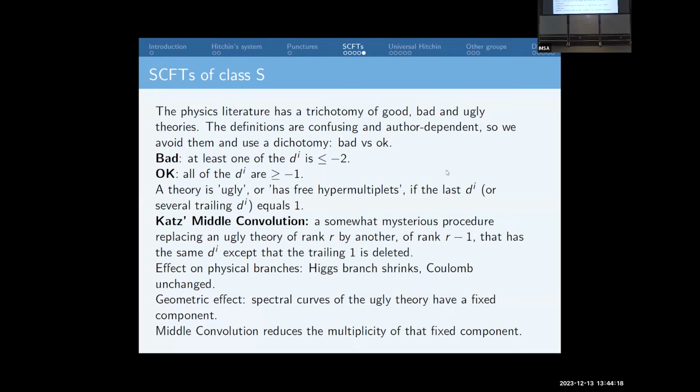The Coulomb branch is unchanged. So from the point of view of just the Hitchin system, we don't see any effect. You could say that performing this middle convolution does not change the model.